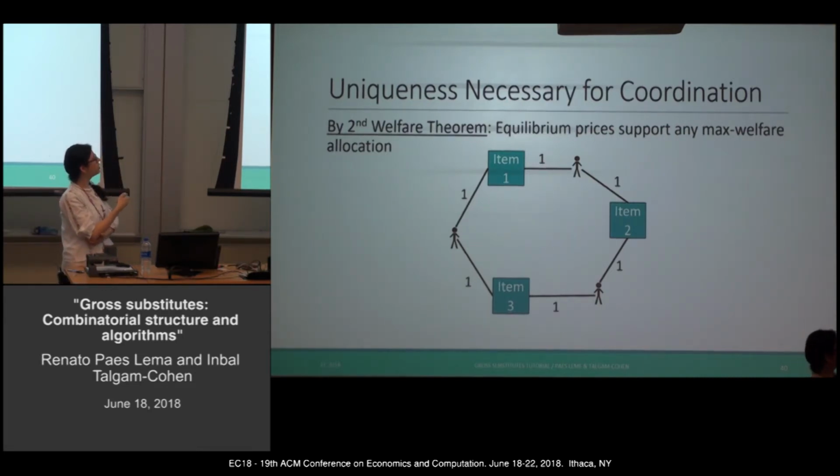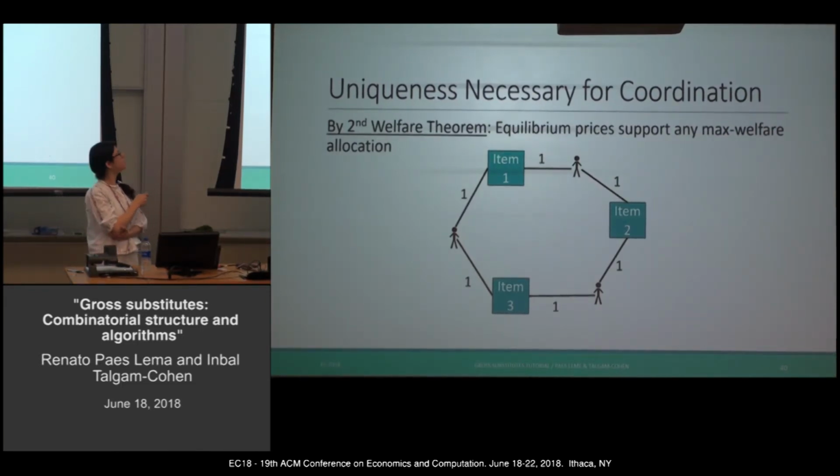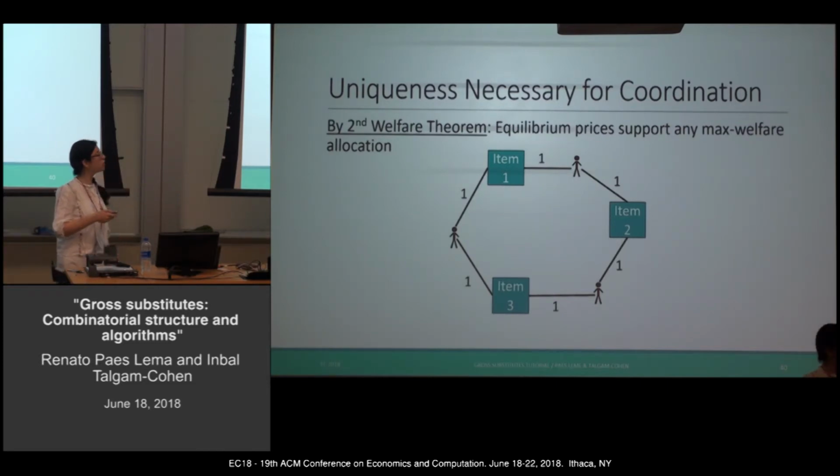By the second welfare theorem, equilibrium prices will support any welfare maximizing allocation. By supporting an allocation, I mean that if you take the prices and the allocation, this forms a market equilibrium. So I don't think we talked about this theorem very much, but it's just by the linear program duality. You can take any mix and match the primal optimal solutions and the dual optimal solutions, and everything should work.